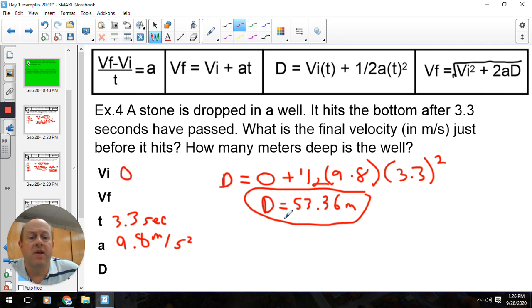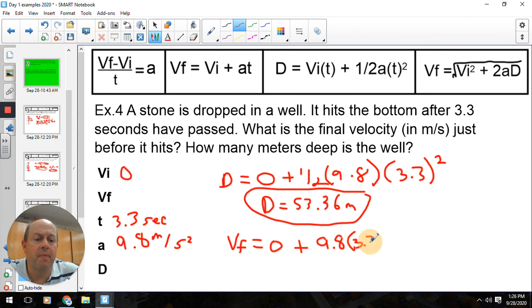And then our final velocity, now that we know that, we can use any of these that would give us that final velocity. Again, probably the second equation is already solved for it. So VF equals 0 plus AT, so that's 9.8 times 3.3. And we would get a VF of 32.34 meters per second.